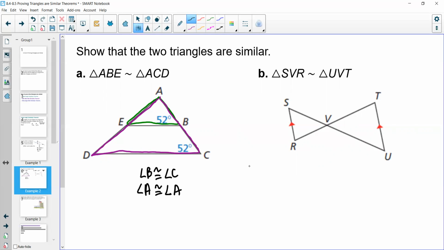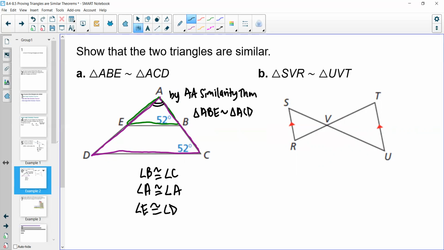So if we know those angles are the same and this angle is the same in both, then that implies that angle E has to be the same as angle D, because the interior angles have to add up to 180. So if the other two are the same, that one's the same. Therefore, by angle similarity theorem, we know that triangle ABE is similar to triangle ACD. Notice how I didn't make you do a formal proof, but we want to talk about some of those reasons.